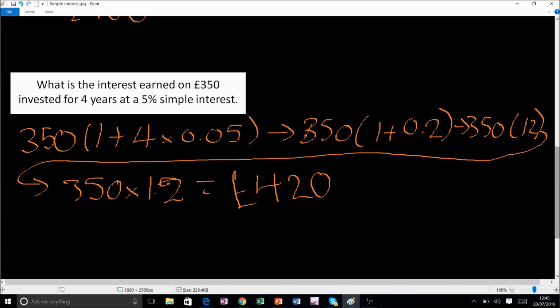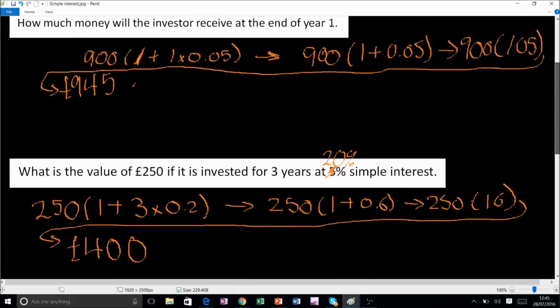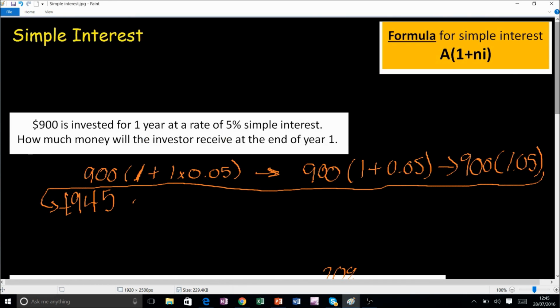You'll see the different ones that we talk about: simple interest and compound interest. Compound interest is basically when the interest earns interest on itself. Okay, but simple interest is just direct. The interest does not earn interest on itself at all. So that is it really for simple interest.